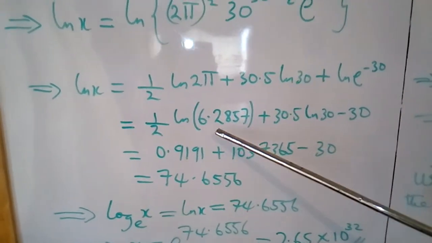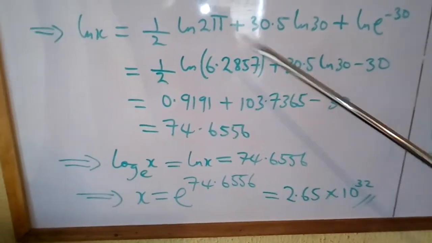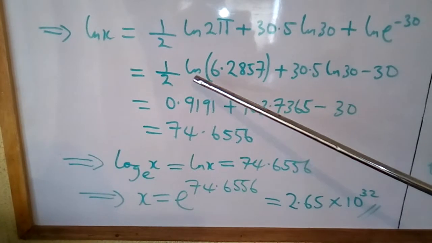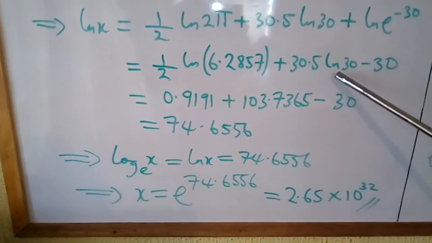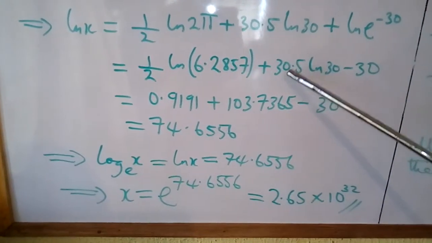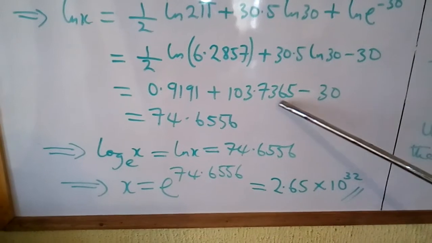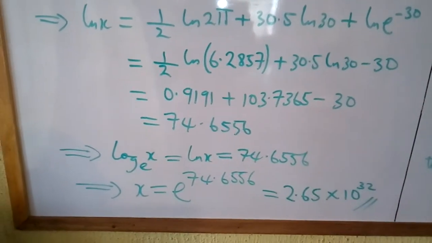So we take the ln of this from your calculator. You can just type in this value under ln and you get the solution. When you divide by half, you have 0.9191. Then you do the same thing. Write 30, take the ln of that, multiply by 30.5, you have 103.7365. Then minus 30, you have this value.